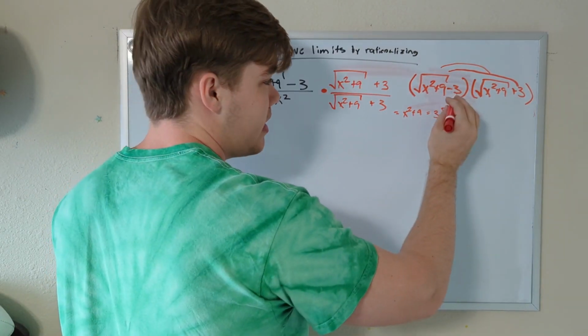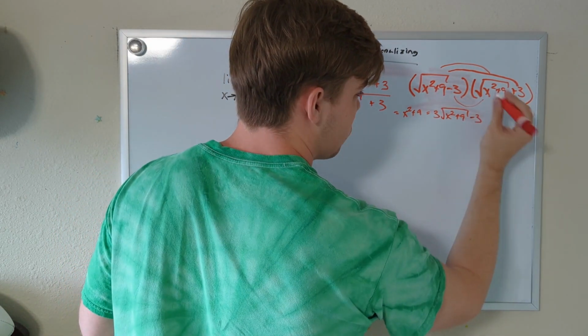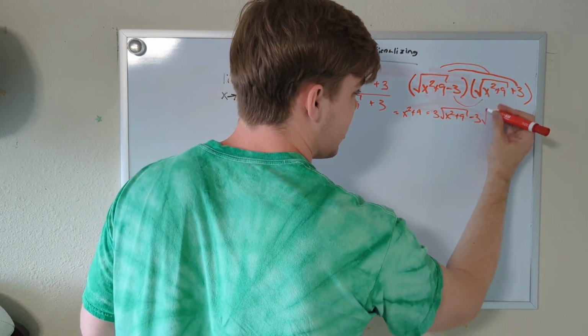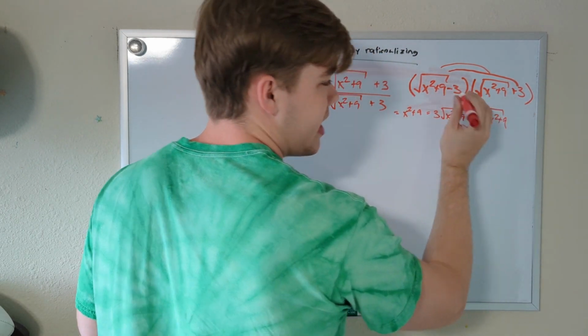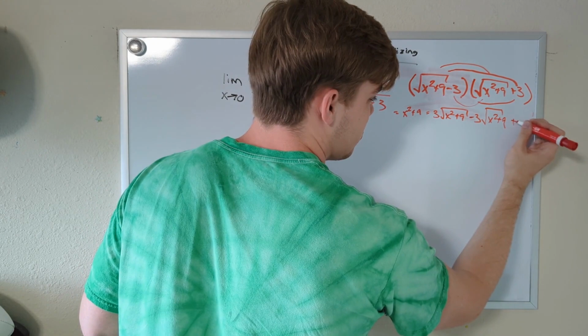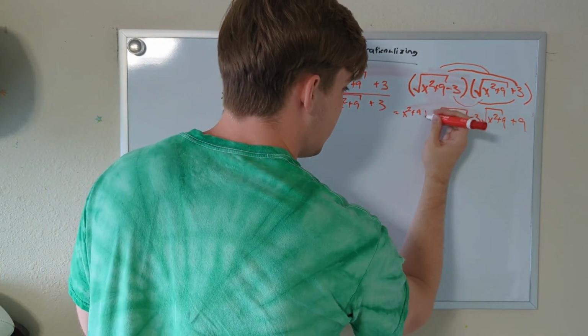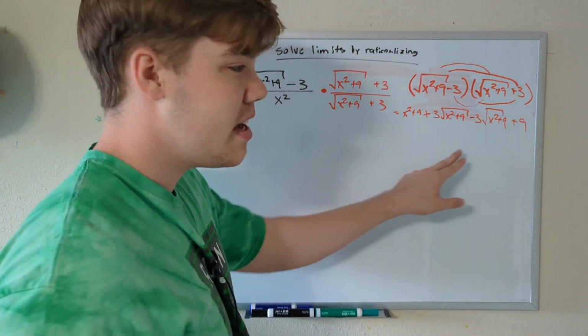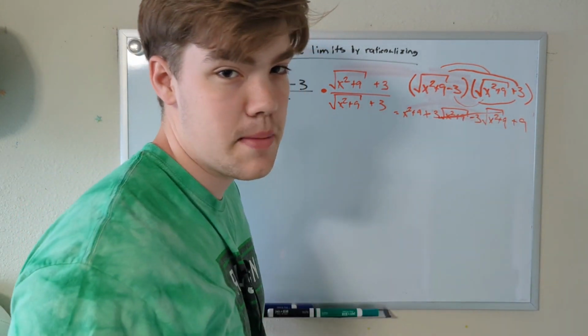And now we're going to FOIL for negative 3. Negative 3 times the square root of x squared plus 9 is equal to negative 3 times the square root of x squared plus 9. And negative 3 times 3 is just equal to 9. Oh, that should be a plus sign there, my bad. You may notice that these two values cancel out, so boom, we don't have to worry about that anymore.